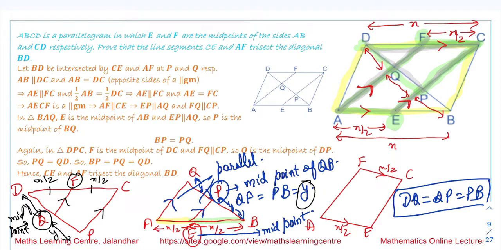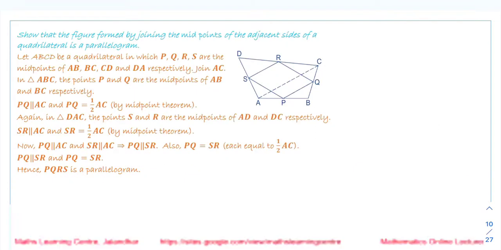The next question we have is that a quadrilateral ABCD is given to us. This is the quadrilateral ABCD, and the midpoints of this quadrilateral, P, Q, R and S, are given to us and they are joined. We have to prove that PQRS is a parallelogram. Now we have done the construction over here. We have joined A and C.